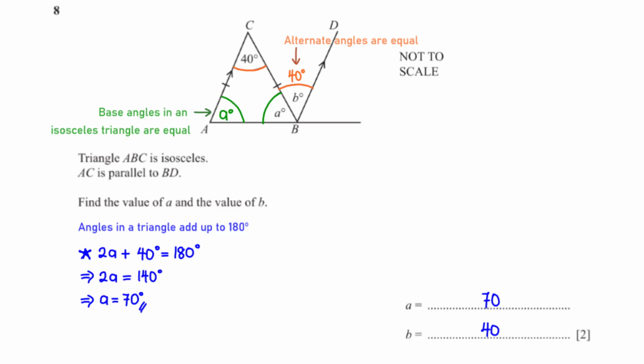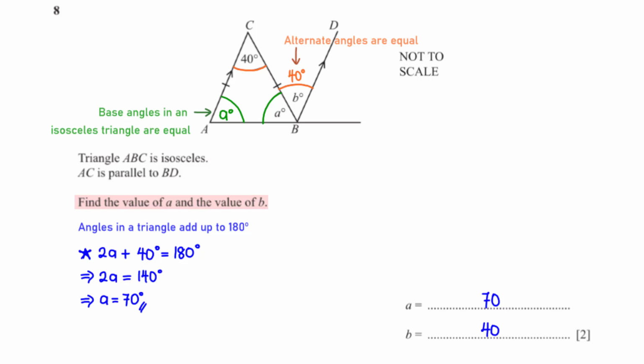Triangle ABC is isosceles. AC is parallel to BD. Find the value of A and the value of B. Base angles in an isosceles triangle are equal. Therefore, if this angle is A degrees, then this angle is also A degrees. All the angles in the triangle must add up to 180 degrees. So we have 2A plus 40 degrees equals 180 degrees. When we subtract 40 from both sides of the equation, this is what we get. When we divide both sides by 2, we get A equals 70.